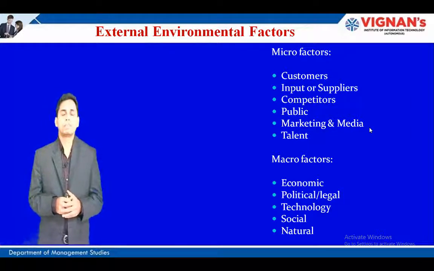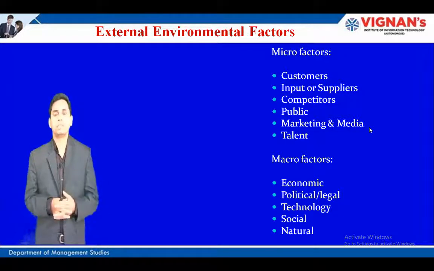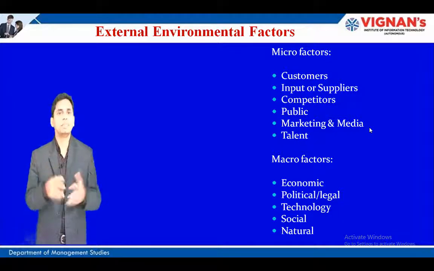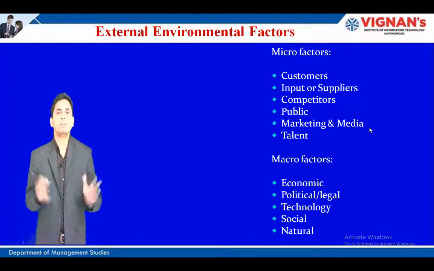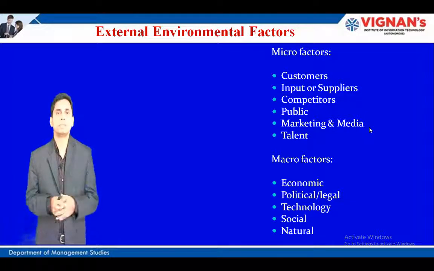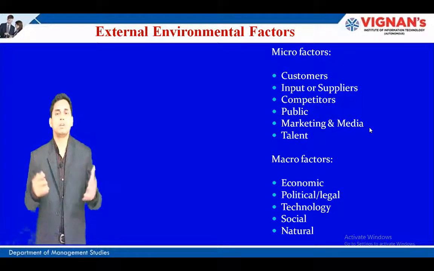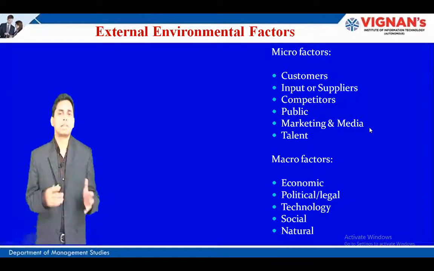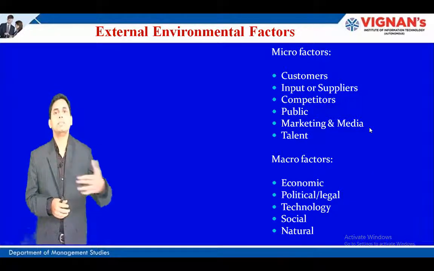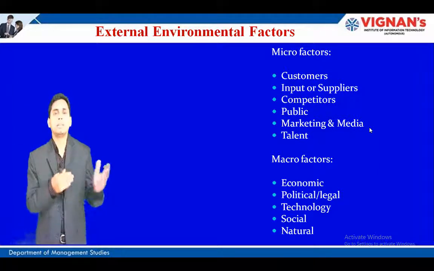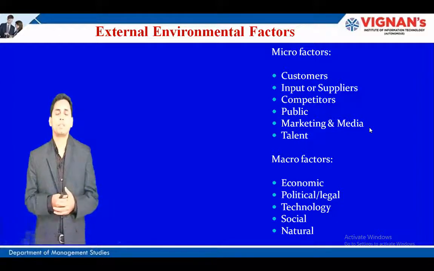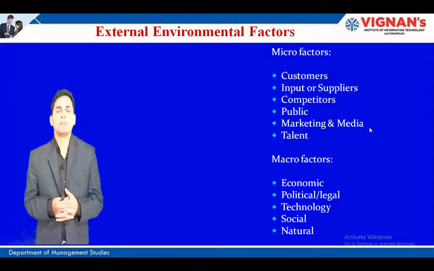Input or suppliers. Suppliers are the ones who provide inputs to the organization, or we call them raw material suppliers. Mostly a company maintains multiple raw material suppliers to minimize the shortage of raw material. Also, as a strategic advantage, if we have more suppliers, we can approach the supplier who supplies better quality raw material for the best price. That's why we try to maintain a number of suppliers for the organization.